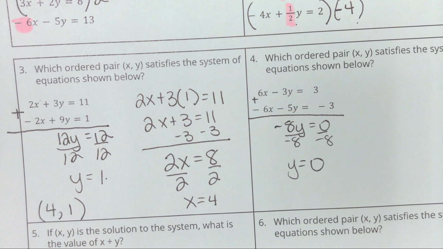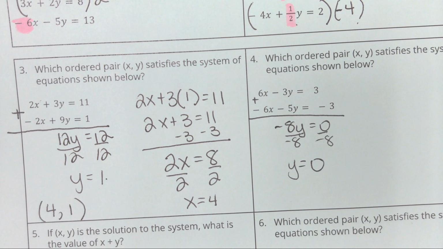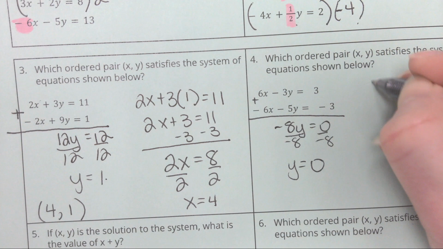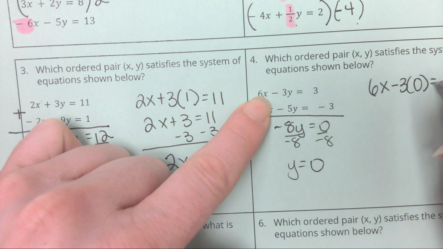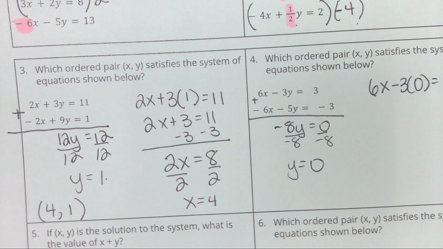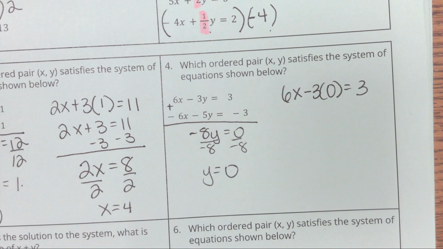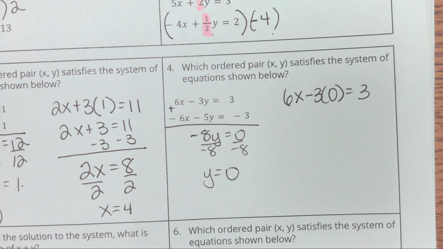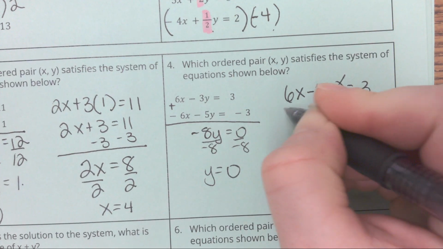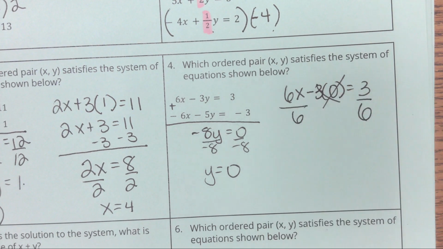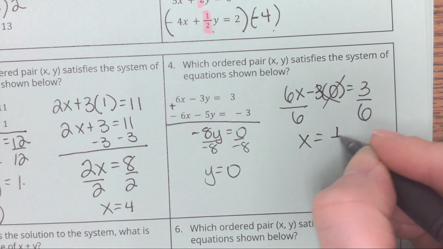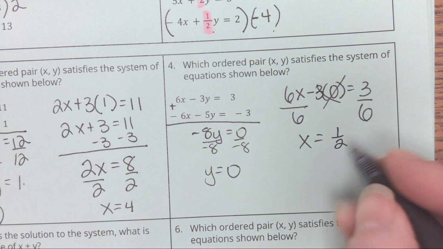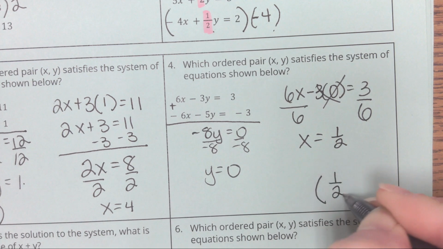Okay, now what? Plug it back in. Go up to the top. So 6x minus 3 times 0 equals 3. What does x equal? Half, or 0.5. So you could write it as 0.5 or 1/2. That's fine.